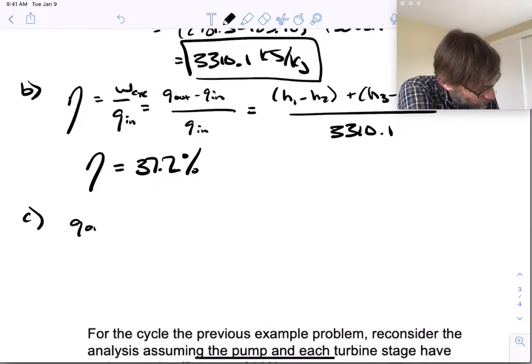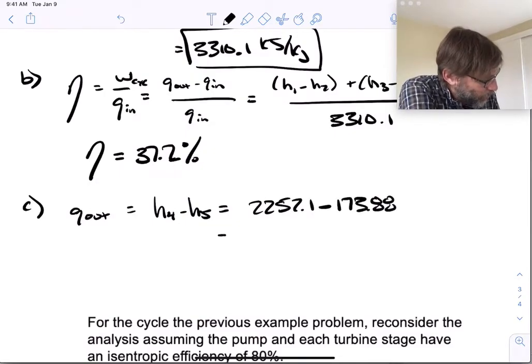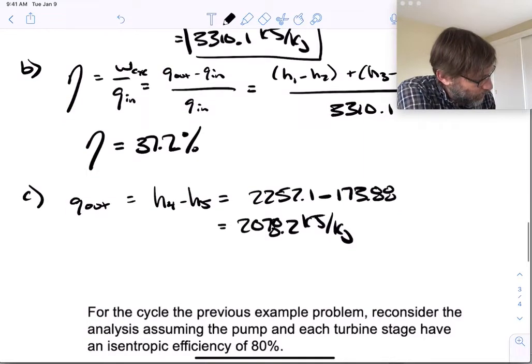All right, and then C, this was to find the Q for the condenser. So Q out is just H4 minus H5. So this is how much heat was lost by the condenser. And this is 2252.1 minus 173.88. So this is how much heat we lost to the river. This one is 2078.2 kilojoules per kilogram lost to the condenser when we condense these things out.